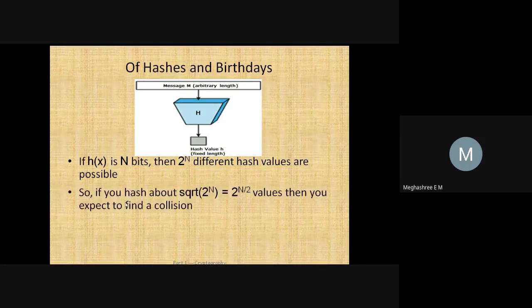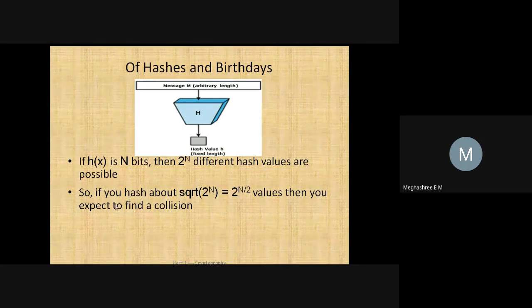Fine. So now when you apply a square root to this 2 power of n, it equals 2 power of n divided by 2, right? If you apply the square root, the exponent 1 divided by 2 multiplied by n becomes n divided by 2. So when this is the value for this hash function, then we may expect a collision in the hash function.